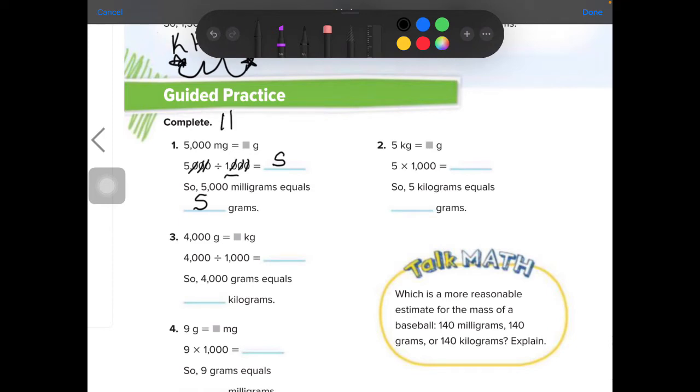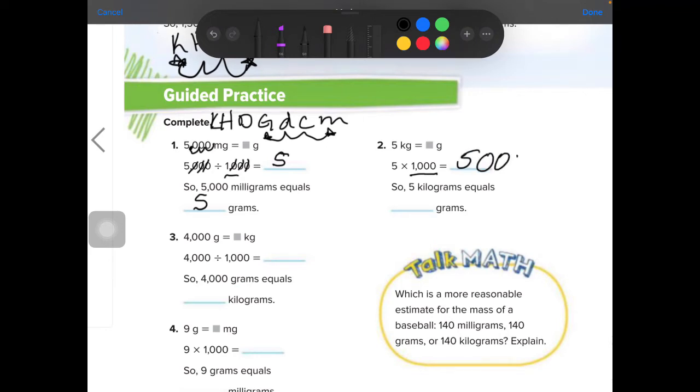Just to prove that it's the same one, we're going to have King Henry died grumpily drinking chocolate milk. We're converting milligrams to grams. 1, 2, 3. So we have 1, 2, 3. So yes, our answer would be 5. So you decide your strategy, King Henry died merrily, or just converting it. Number 2, we have 5 kilograms equals blank grams. Well, there is 1,000 grams in each kilogram, so 5 times 1,000 is 5,000.